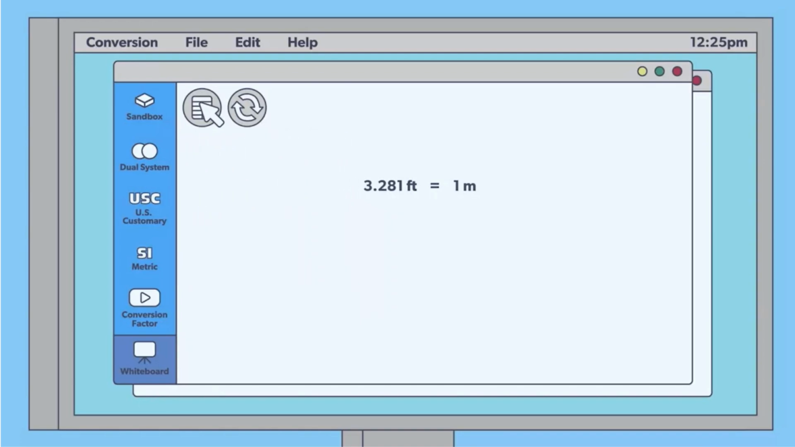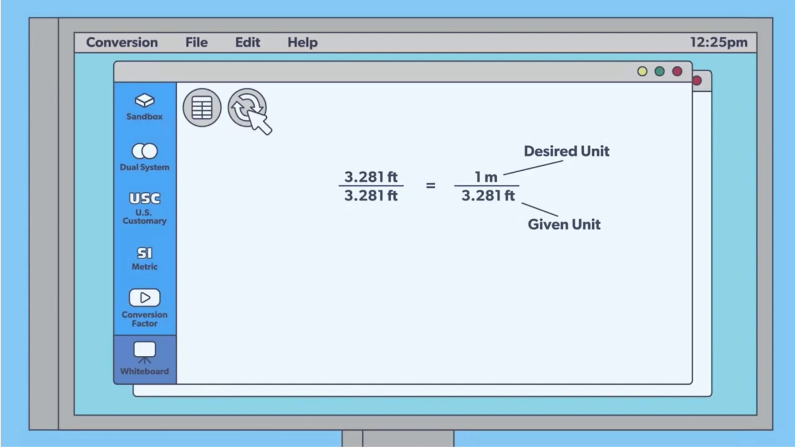To write this equivalency equation to convert from feet to meters, divide both sides of the equation by 3.281 feet, so that the desired unit of meters is in the numerator and the given unit is in the denominator. The conversion factor is equal to 1 meter over, or divided by, 3.281 feet. Recall that this conversion factor has a value of 1 because the two lengths are equivalent.